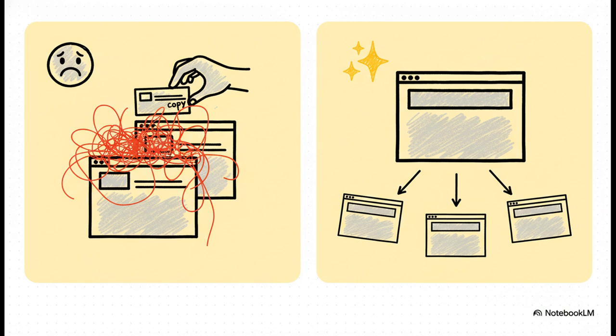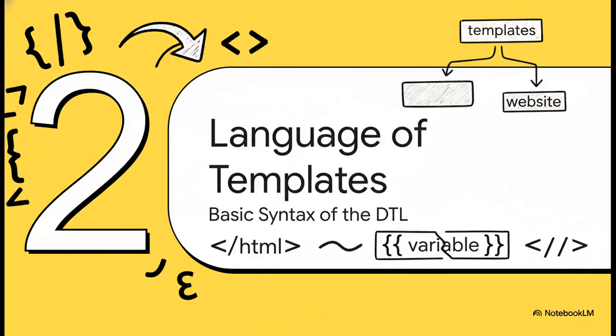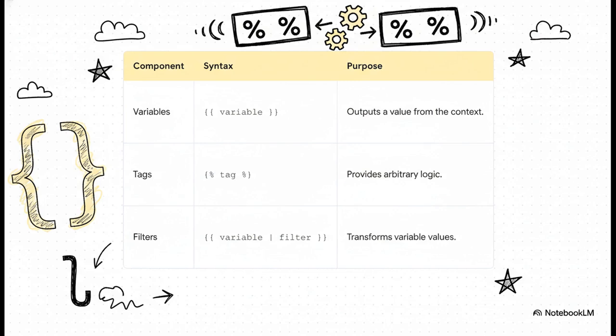Don't repeat yourself. It separates how things look from how they work, which makes your code cleaner and your life a whole lot easier. So how do these templates actually pull this off? Well, they use a special syntax called the Django template language, or DTL for short. It's designed to be super comfortable for anyone who knows HTML, but trust me, it is packed with power. The DTL really has three main building blocks.